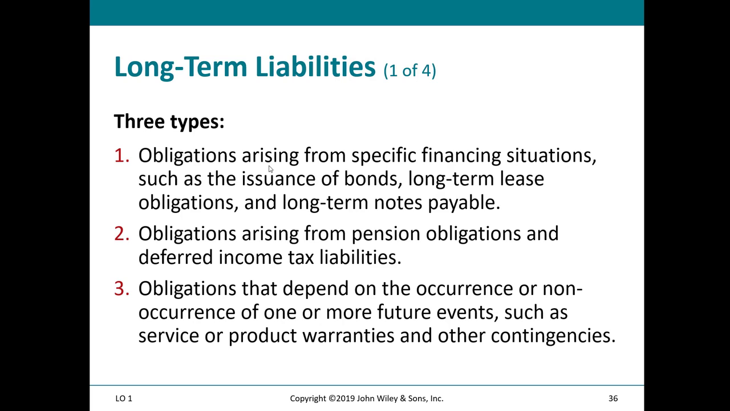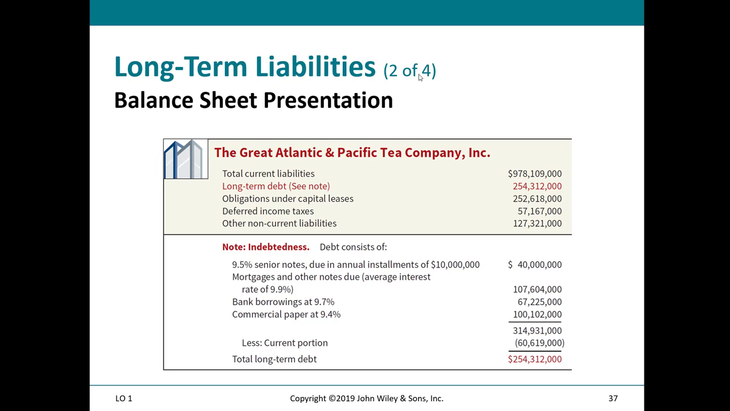So there are 3 types of long-term liabilities. Those are obligations arising from specific financing situations, such as the issuance of bonds, long-term lease obligations, and long-term notes payable. Another type is obligations arising from pension obligations and deferred income taxes. And the third one, obligations that depend upon the occurrence or non-occurrence of one or more future events, such as service or product warranties and other contingencies. Group 3 is called contingent liabilities. This is the balance sheet presentation of the long-term debt.